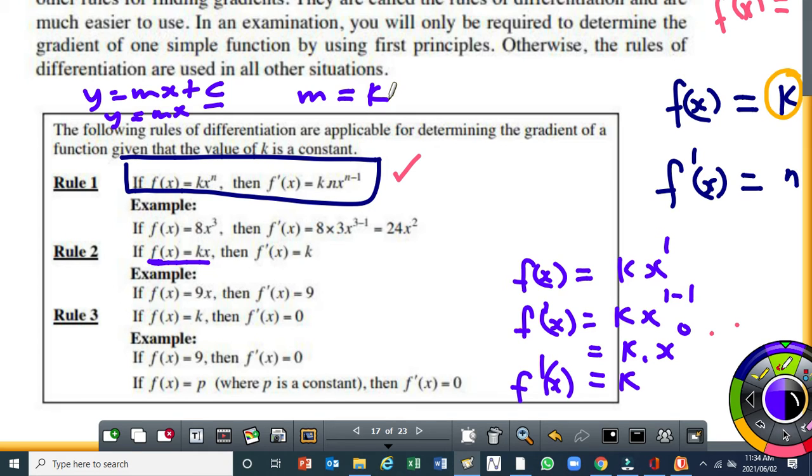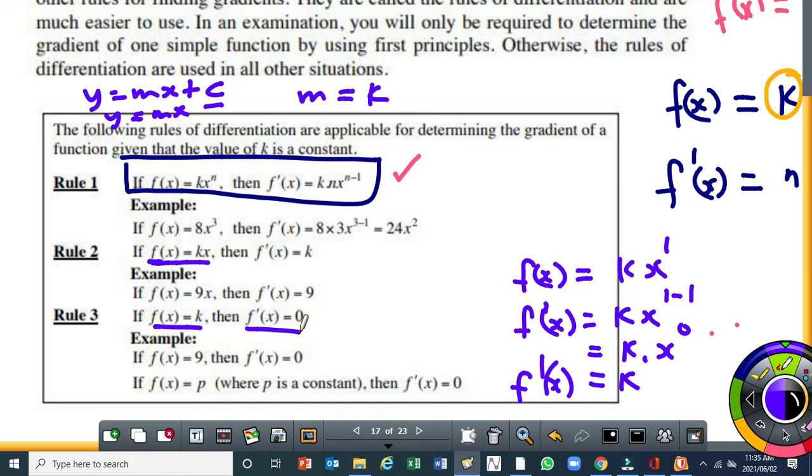So the gradient of a linear function is equal to the coefficient of x, in this case k. Then the derivative of a constant is 0. So that's rule number 3. If you want to find the derivative of any constant, the answer that you will get is 0. What that means is, if you are trying to find the gradient of a horizontal line, what is its gradient? 0. That's what rule number 3 is talking about.